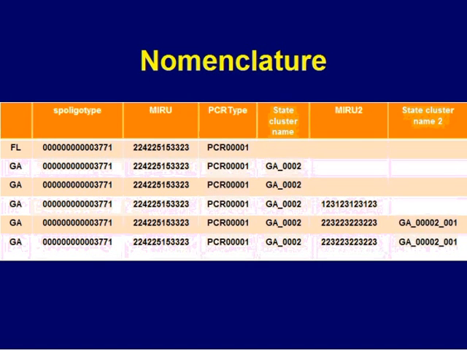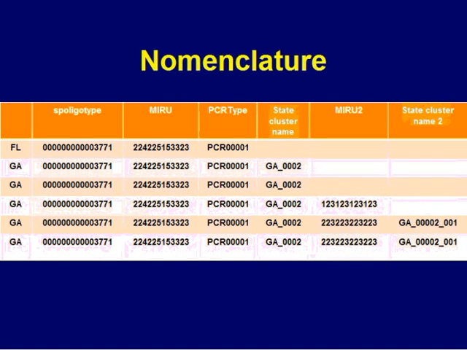Finally, let me introduce you to some of the nomenclature we use for TB genotyping. First of all, as each combination of spoligotype and MIRU-1 pattern is identified at the national level, it receives a PCR type name. Next, as two PCR types are identified within a state, it receives a state cluster name. PCR types are comparable between states. State cluster names are not.